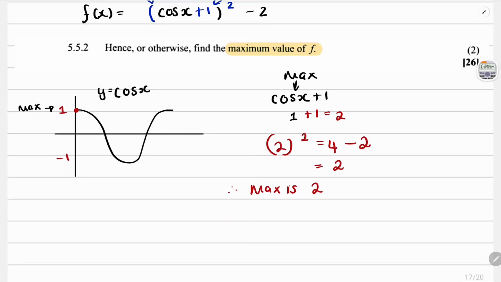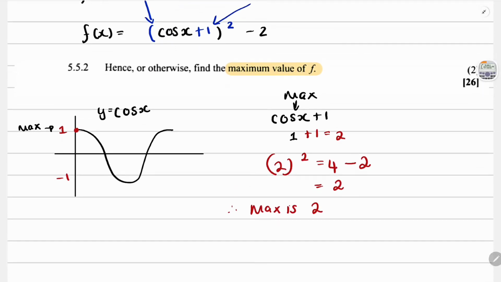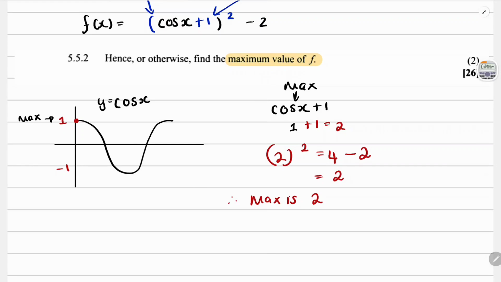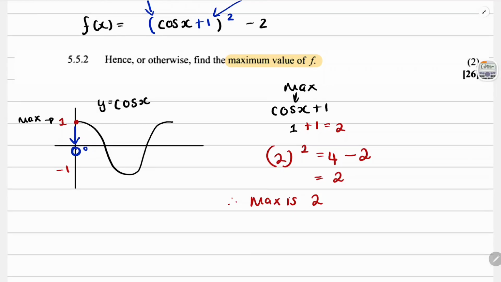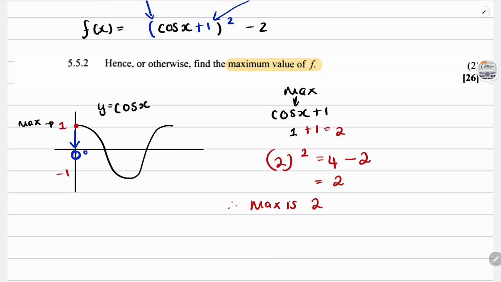Another way I can think about explaining this is that you could have focused on cos x, and asked yourself, where does the maximum happen if we just have y is equal to cos x? What is the x value belonging to the maximum? We know that the y value is 1. The x value belonging to the maximum is 0 degrees. What you could have done is find out exactly what the maximum is.